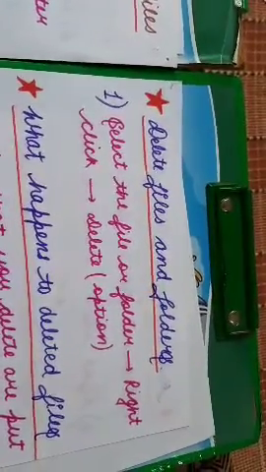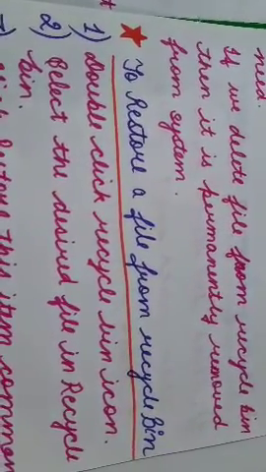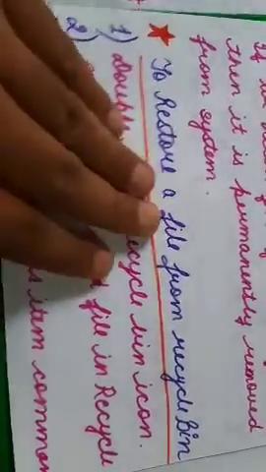Delete file and folder. Select the file, right click and choose the option delete. When we delete a file, what happens to the deleted file? The files that you delete are put in the recycle bin, a holding place for files you no longer need. If we delete a file from the recycle bin, then it is permanently removed from the system. We can restore a file from the recycle bin. The steps to restore the file: first double click on the recycle bin, select the desired file in the recycle bin and choose the option restore item. It will restore the deleted file.